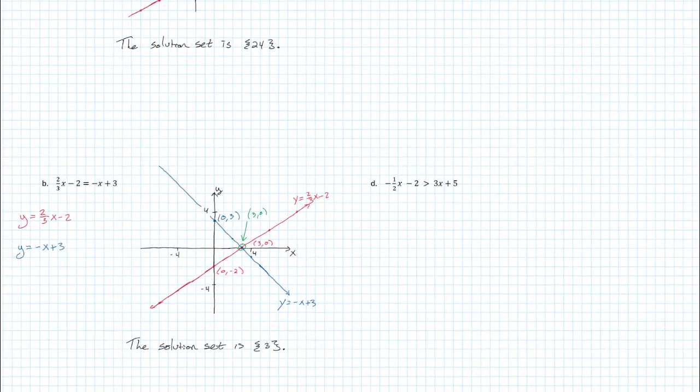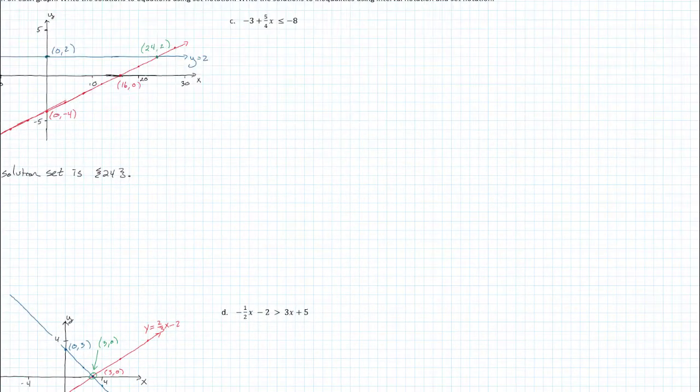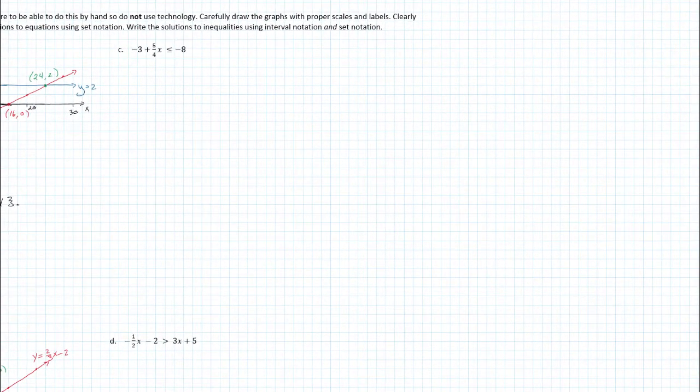Let's go ahead and scroll on up to the part C over here. Start looking at our inequalities. Here we're looking at the inequality negative 3 plus 5/4 x is less than or equal to negative 8. I'll set y equal to negative 3 plus 5/4 x is the first one, but I'm also going to rewrite that as y equals 5/4 x minus 3, just to put it in the mx plus b form that we're more familiar with. The right side is -8, so I'll set in blue y equals -8.